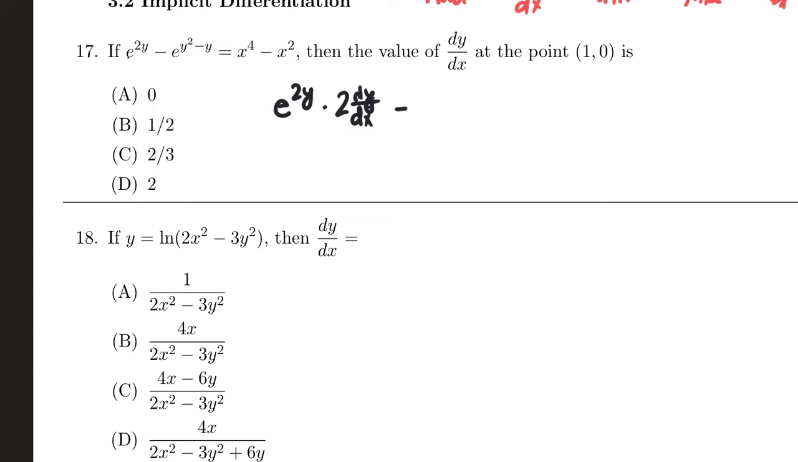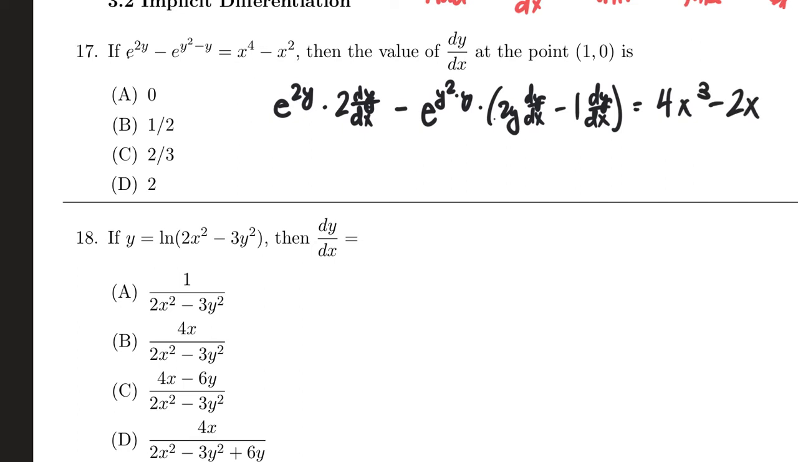All right, minus, again an exponential, so e to the y squared minus y times the derivative of the inside is going to be 2y dy/dx minus 1 dy/dx. And that's equal to the right-hand side. The right-hand side doesn't have any y, so we don't have to do any of the dy/dx thing. We just do our normal chain rule.